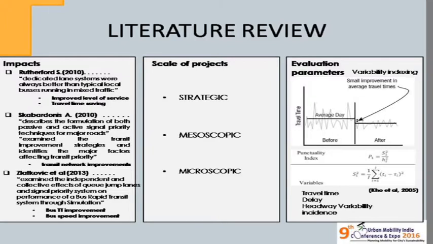So literature review, for various bus priority systems, we can observe, like for dedicated lane based system, improved level of service, travel time saving. So this queue jumper is also a kind of dedicated lane based system at a junction only, if we are having space constraints. Then the scale of projects can be strategic at a city-wide level, then mesoscopic, that can be a grid of streets, and microscopic, that can be few junctions. I have taken various evaluation parameters like travel time variability, delay, headway variability, and incidence of the variability.